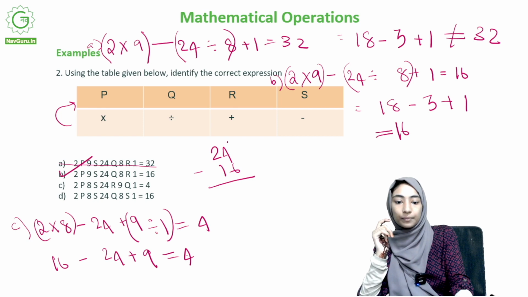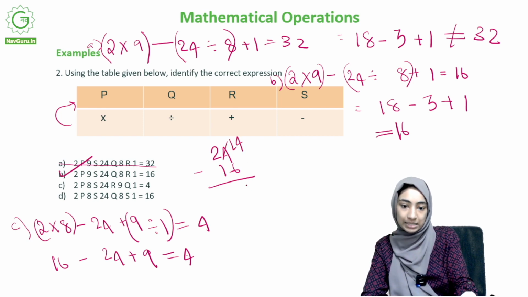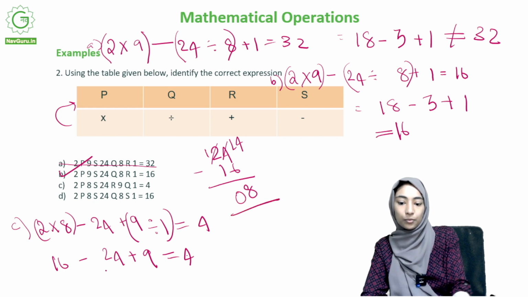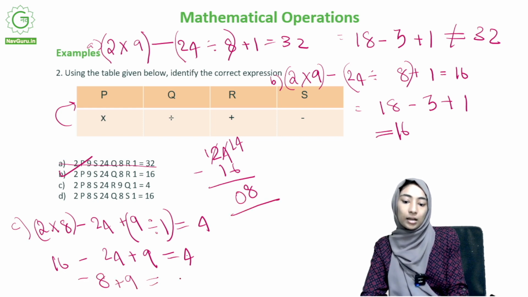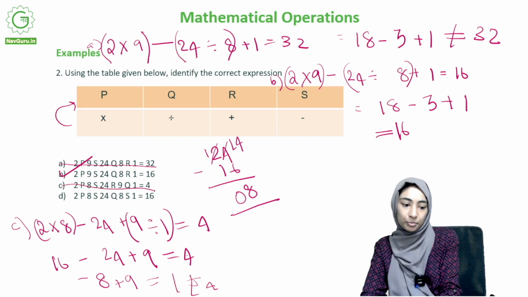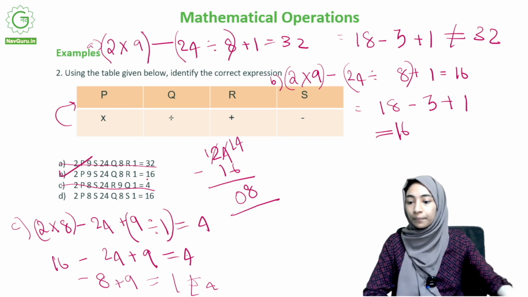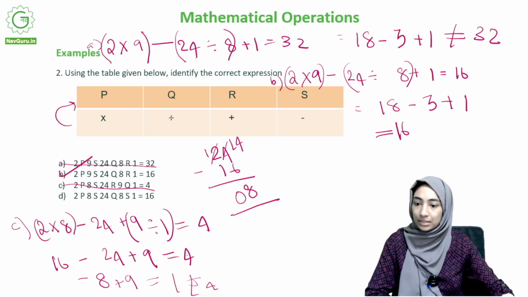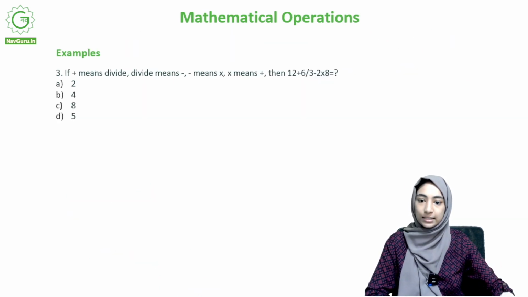24 minus 16, just give 14. 14 minus 6 is 8. Then you have a 1 here, it becomes 0. So this becomes minus 8. Minus 8 plus 9 is 9 minus 8 is 1, which is not equal to 4, right? So you can do the same with the D option also. You will see that it does not hold. Okay. Now, since that is done, let's move on to the next question.